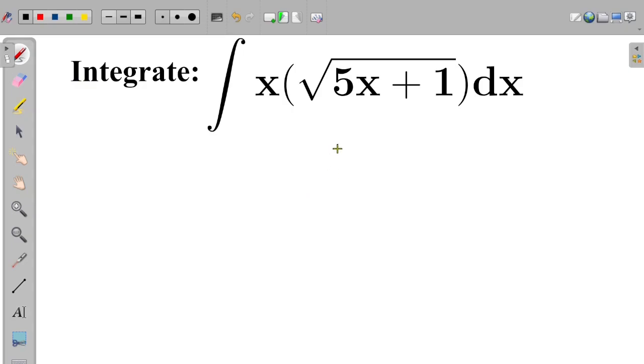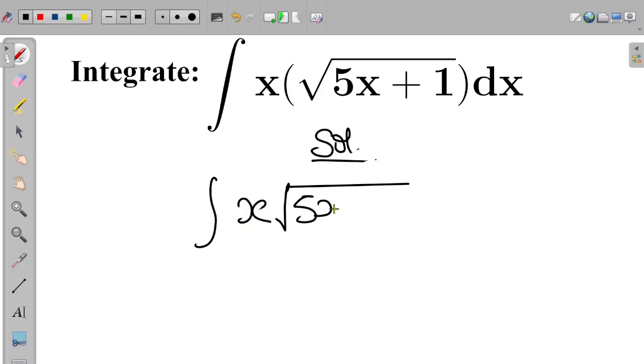Hello everyone, let us integrate this function given to us. So we have the integral of x multiplied by root of 5x plus 1 dx. So the first thing we do here is to make a very simple substitution.